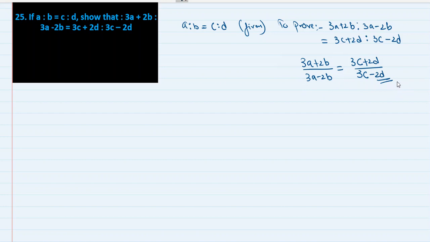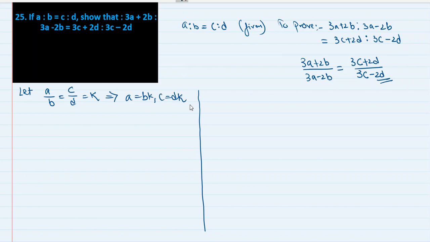Okay. See, I have one more method. The K method is one method. I'm going to try the K method, but I have one more method which I want to try. So I'm going to solve this question by two methods which are coming to my mind right now. Let me show you. Okay, let's first try with the K method and then I'll show you the other method. So let A by B is equal to C by D is equal to K, which implies A is equal to BK and C is equal to DK.